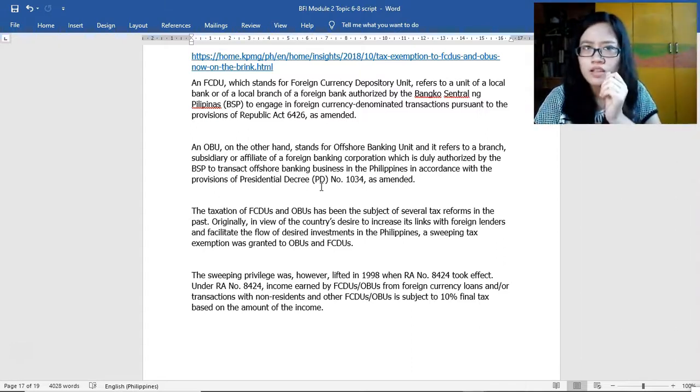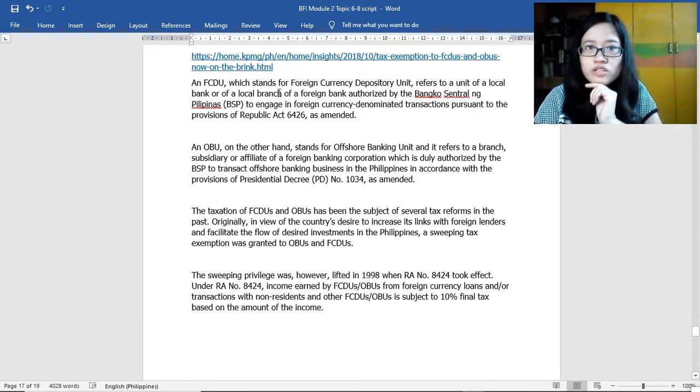Home.kpmg. This is an accounting firm, providing consultancy services. This is an article from October 2018 about the tax reform and how it affects the FCDU and the OBU, or offshore banking units. Okay. I think I didn't include the introduction, but here we go.